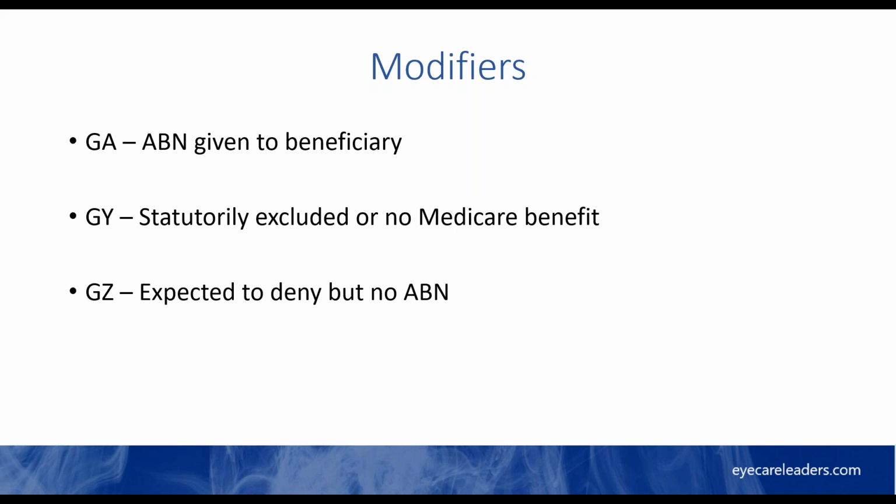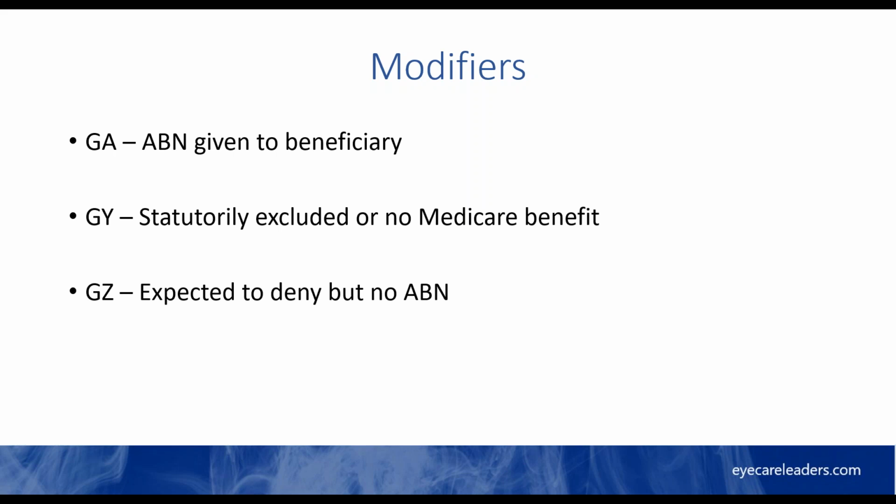We have the GY modifier, which should be used when billing for items or services that are statutorily excluded or do not meet the definition of any Medicare benefit. All services reported with the GY modifier will be denied by Medicare. For example, a patient receives a routine exam. A routine exam is a program exclusion and therefore not covered by Medicare benefit. So the GY would be appropriate.